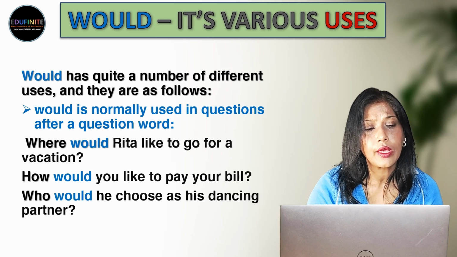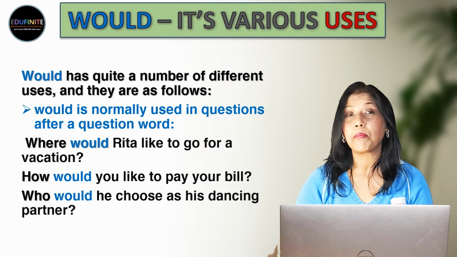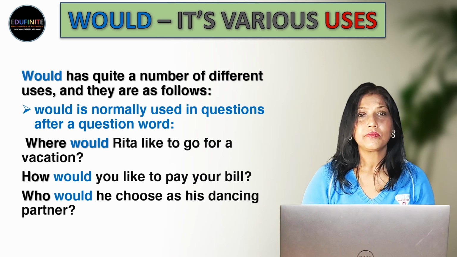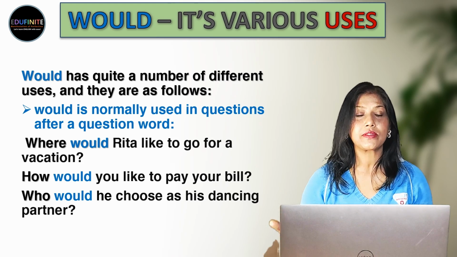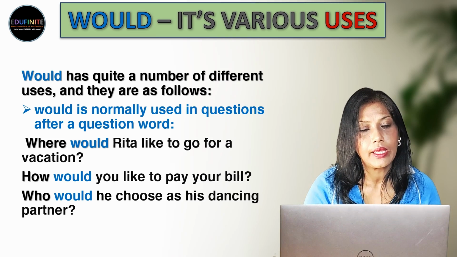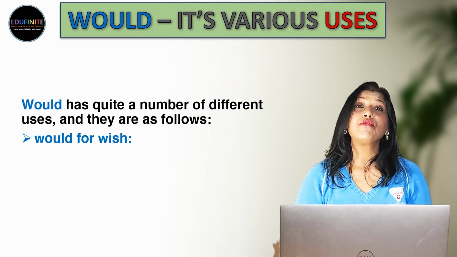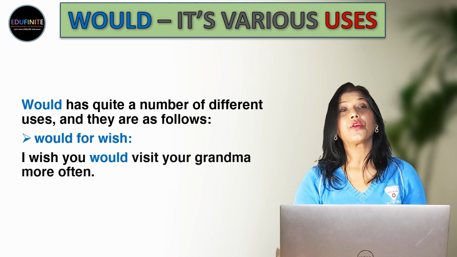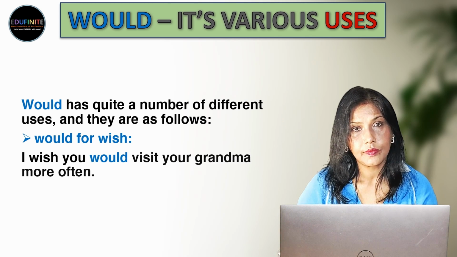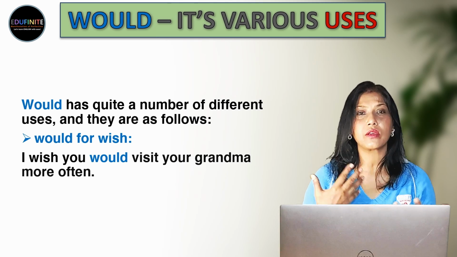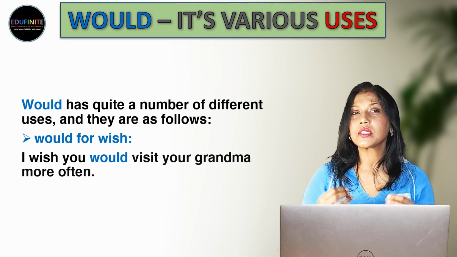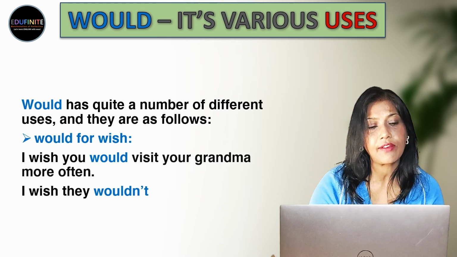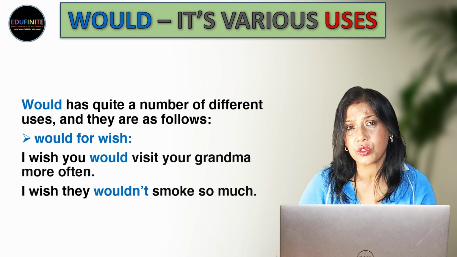Next we have, who would he choose as his dancing partner? So, maybe there's someone who dances very well and everyone is thinking that who would be the lucky person to dance as his partner. Next we have would for wish. I wish you would visit your grandma more often. So when we try to express our wish, we use this modal verb would. Next we have, I wish they wouldn't smoke so much.